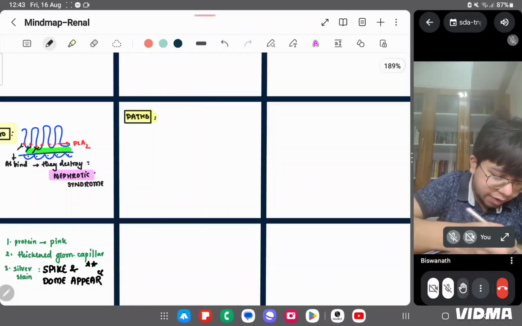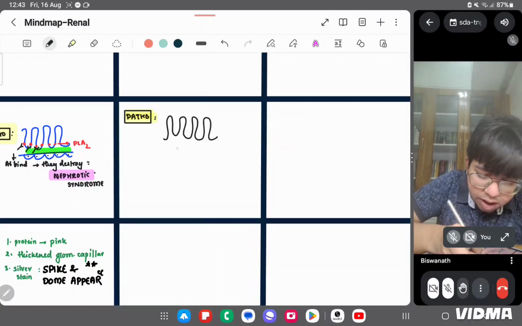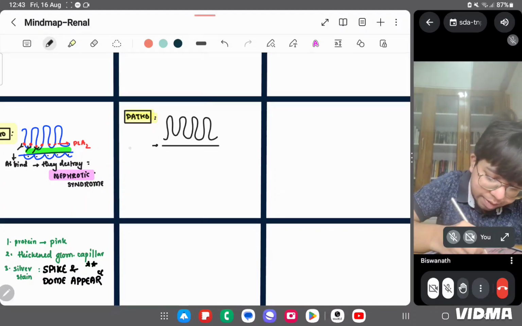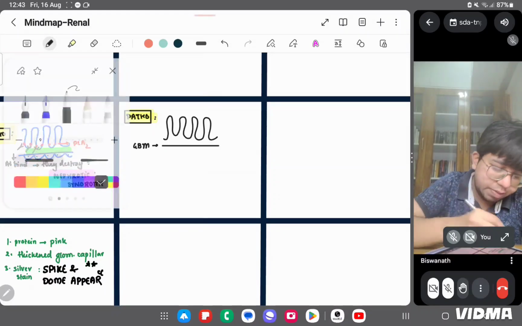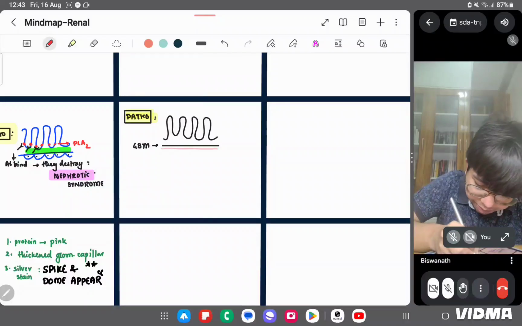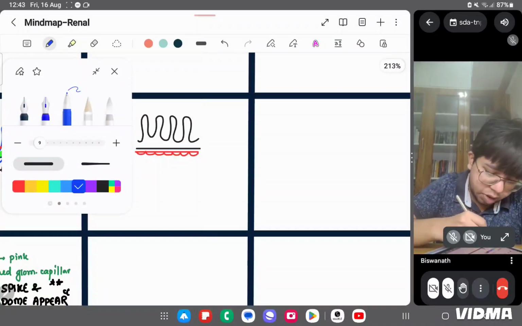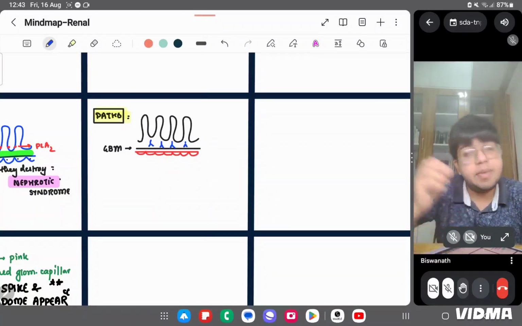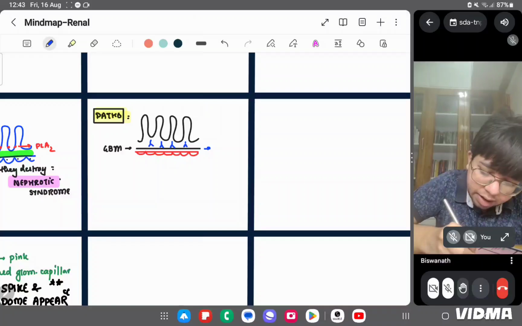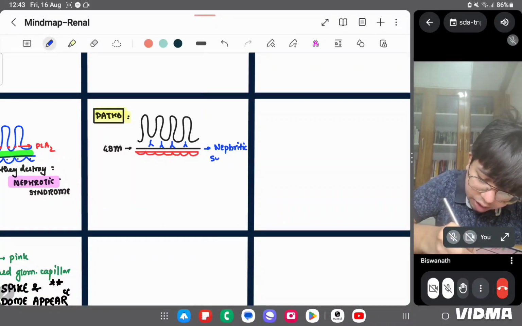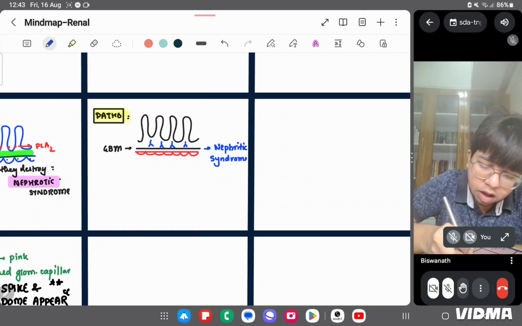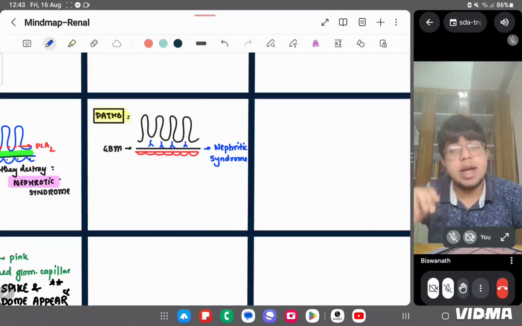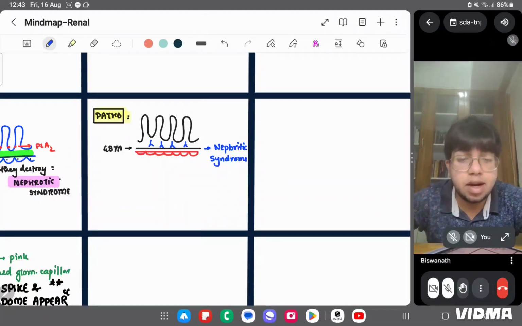If I talk about the pathogenesis, if this is the epithelium, this is the glomerular basement membrane. Let's zoom in on the GBM, and this is the endothelium. So antibodies will bind here and destroy the GBM, and this will cause nephritic syndrome. Nephritic syndrome will be there, and here the lung may be involved.